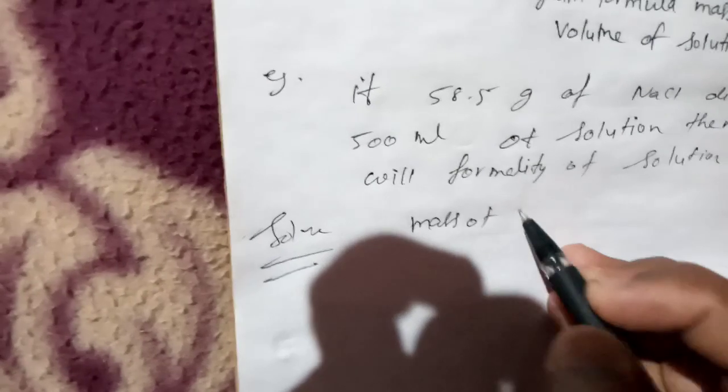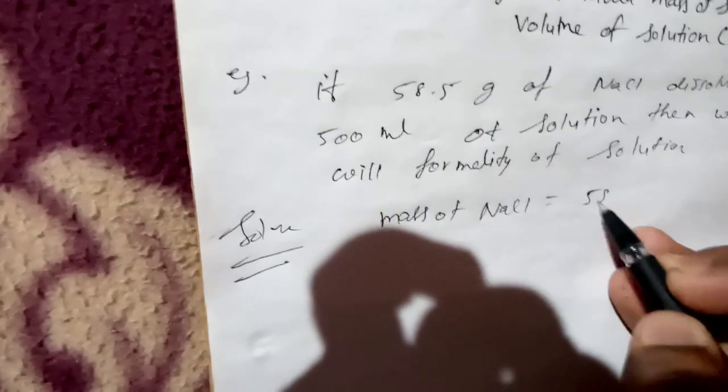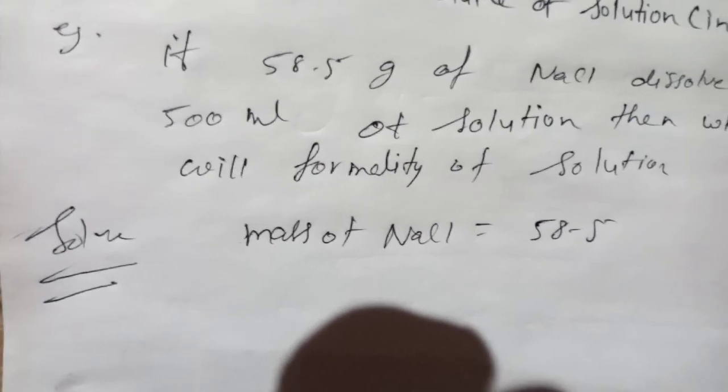Mass of NaCl is equal to 58.5, which is given. Dear student, NaCl is an ionic compound, so we will take its formula unit and formula mass.